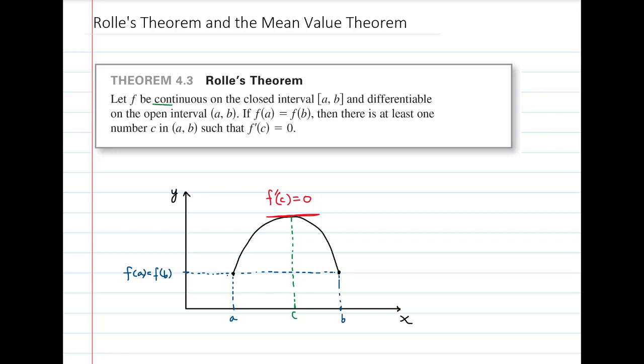It guarantees that there is some number in between a and b, and let's say we call it c, such that the derivative of the function evaluated at this c is equal to 0. It's very important that you have a continuous function that is differentiable as well. This theorem is not going to be true if you don't have continuity and differentiability.